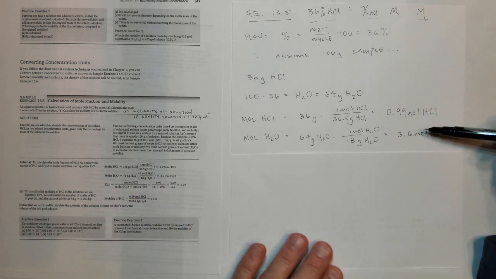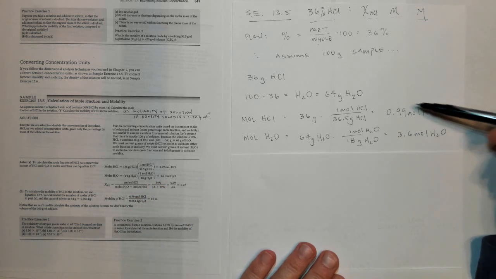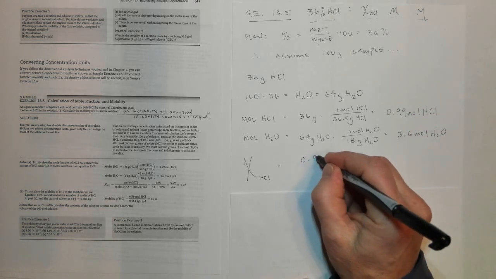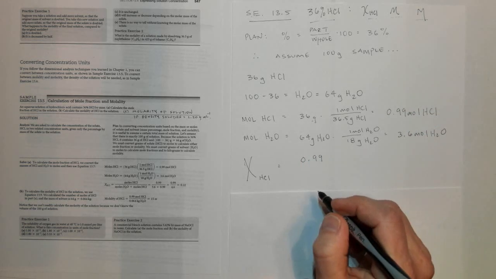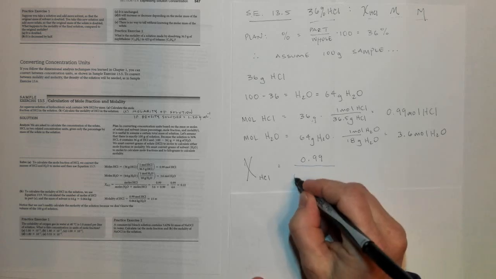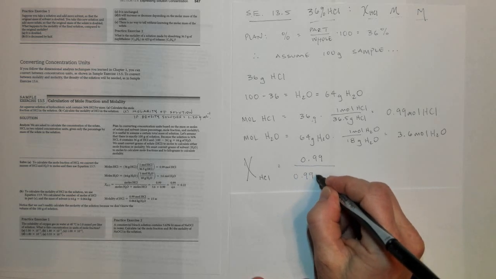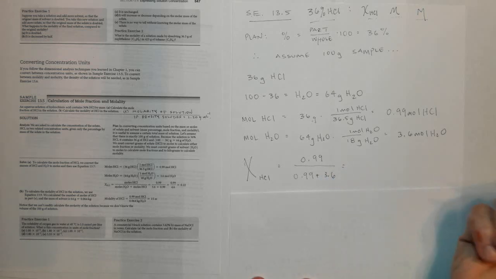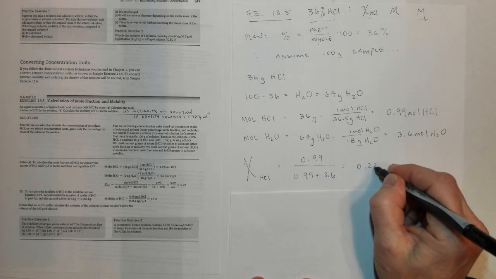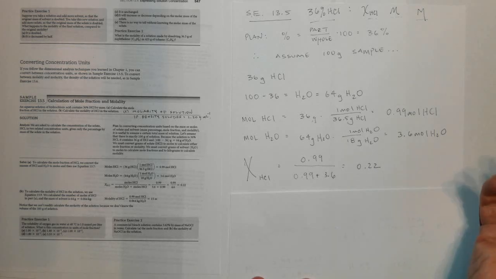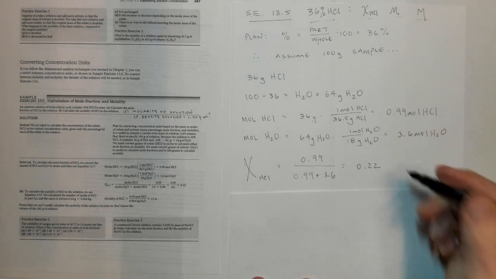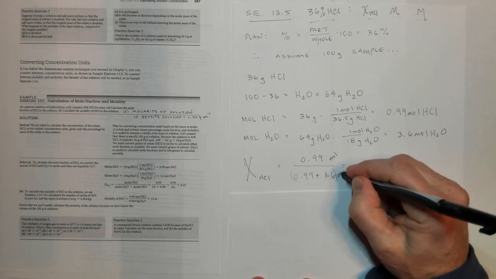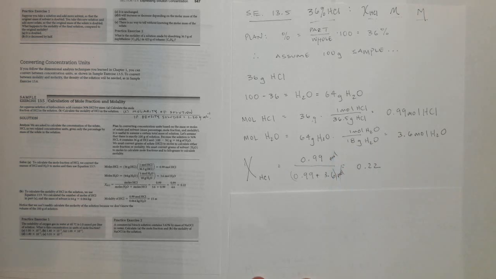Now to find the mole fraction, we take part divided by the whole thing. The part would be 0.99 divided by the whole thing, which would be 0.99 plus 3.6, and this ends up being 0.22 for our mole fraction. Remember, there are no units on mole fraction because the units here are moles and the units here are moles, and the moles cancel with the moles.